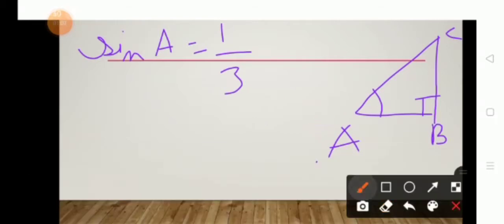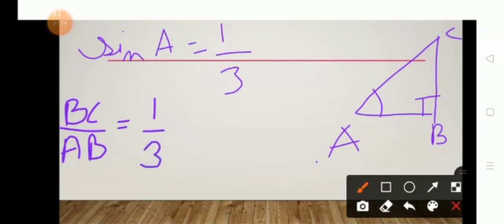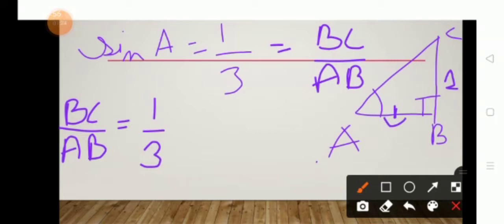I got from here that BC by AC is 1 by 3, because this is BC by AC, right? So I got BC as 1 and AB as 3. Now from here, if BC is equal to K, then AC will be 3K. If BC is K, just write 1K. Then this becomes 3K.